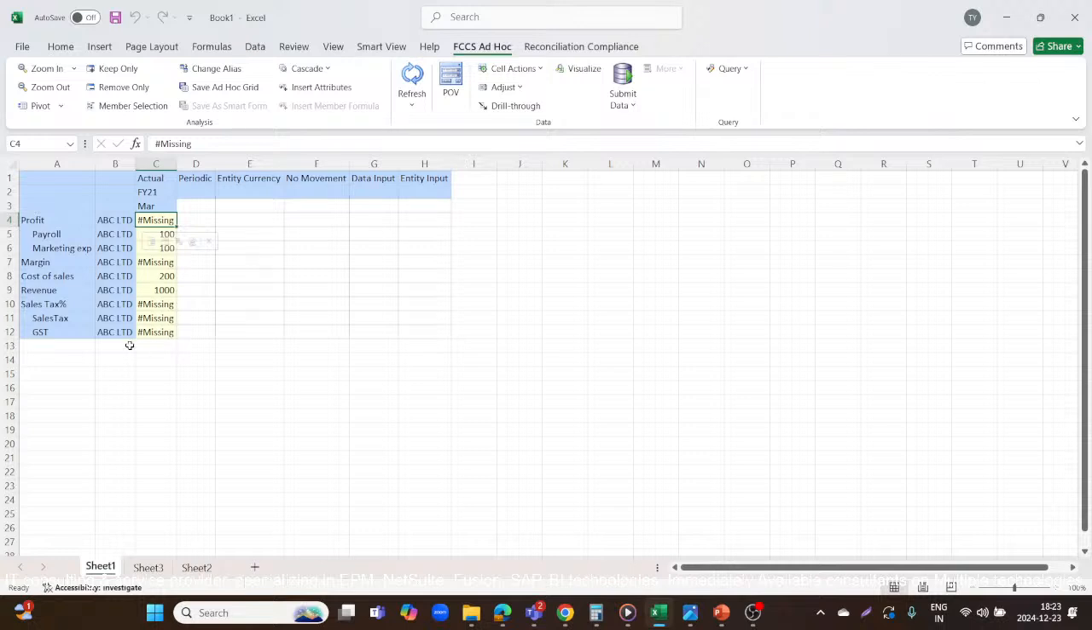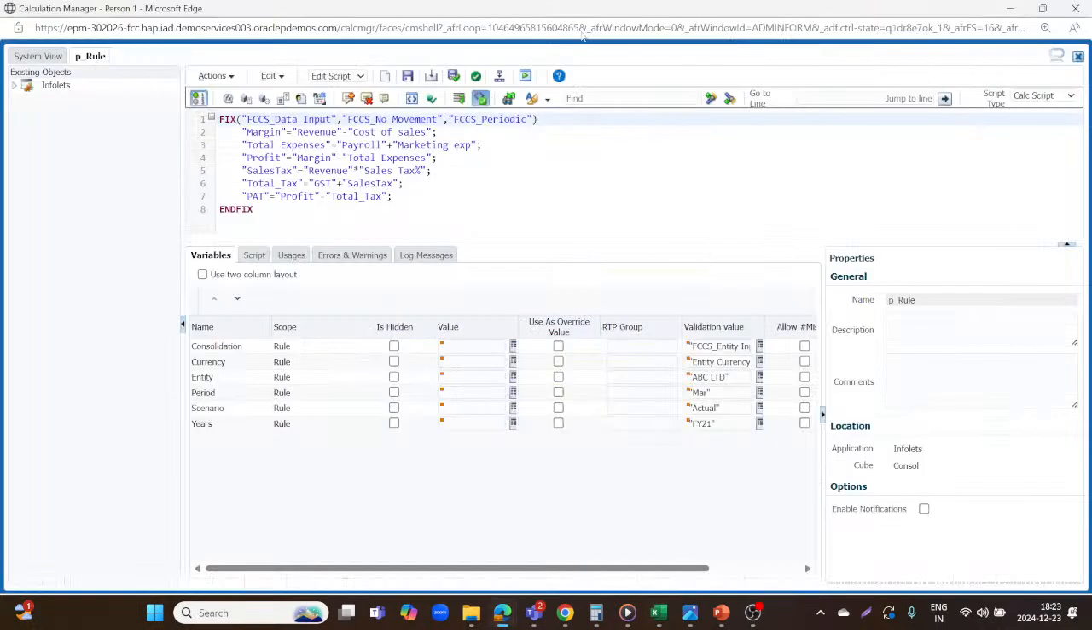And now you want to enter the taxes. Sales tax percentage you can define as 5%, and sales tax will be calculated based on the rule that you have written, that is the revenue into sales tax percentage. And you can enter the GST. GST you can enter as 100 and submit it. Then you will get the sales tax, the total tax and the profit after tax. Okay, so go there and launch it again so that it gets the numbers.